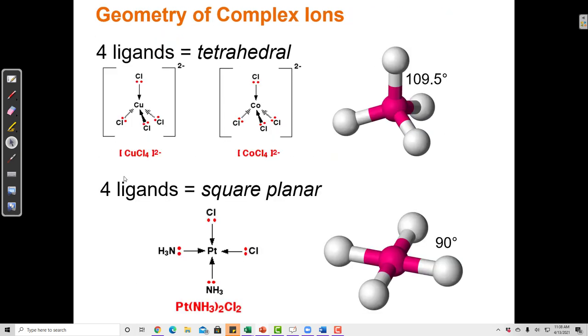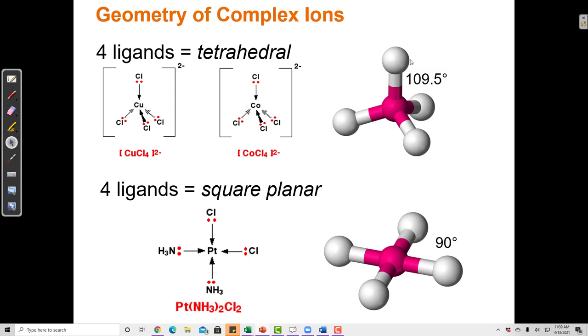If I have four ligands, then there are two different possible geometries, just like there were when we were talking about Lewis structures. Four ligands could be tetrahedral, where each bond is identical. We have 109.5 degrees between each of the bonds. Or four ligands could create a complex that is square planar, where each of the bonds are 90 degrees separated. Square planar or tetrahedral. Which of these occurs has to do with the electron configuration of the central metal ion.